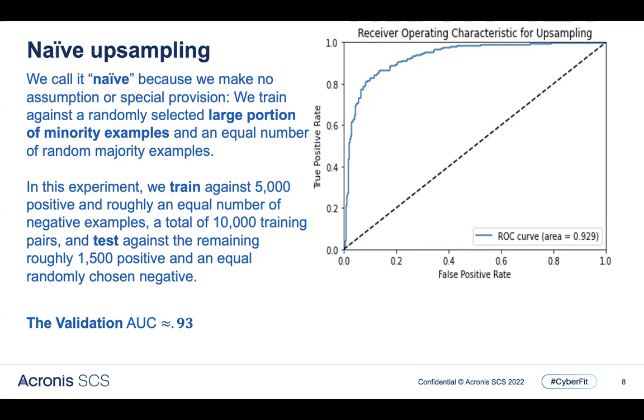And we did so, and as you can see, we checked it against the ROC, the receiver operating characteristic, for the naive upsampling. And the area under the curve of the ROC is 0.92, almost 93%, which doesn't seem so bad. Can we do better?